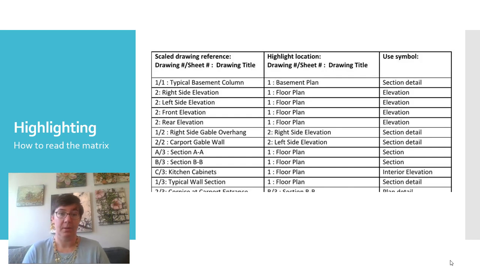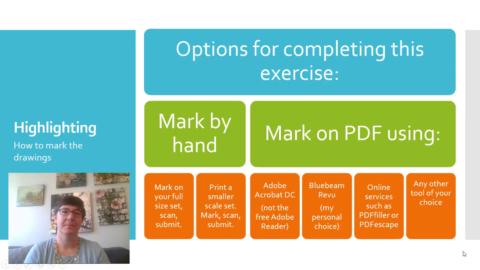For example, let's look at the right side elevation. That's the second line in this matrix. The right side elevation will be tagged on the floor plan using the elevation tag. Going down in the matrix, for example, section AA will be tagged on the floor plan using the section symbol.